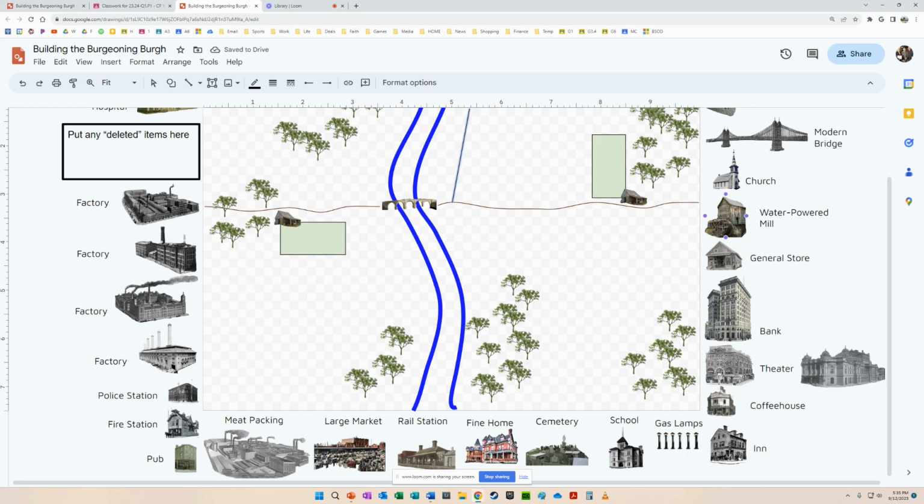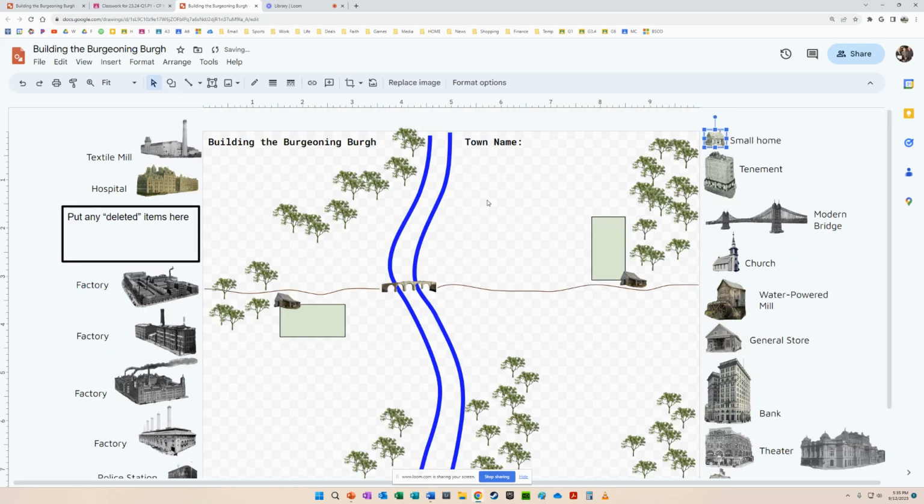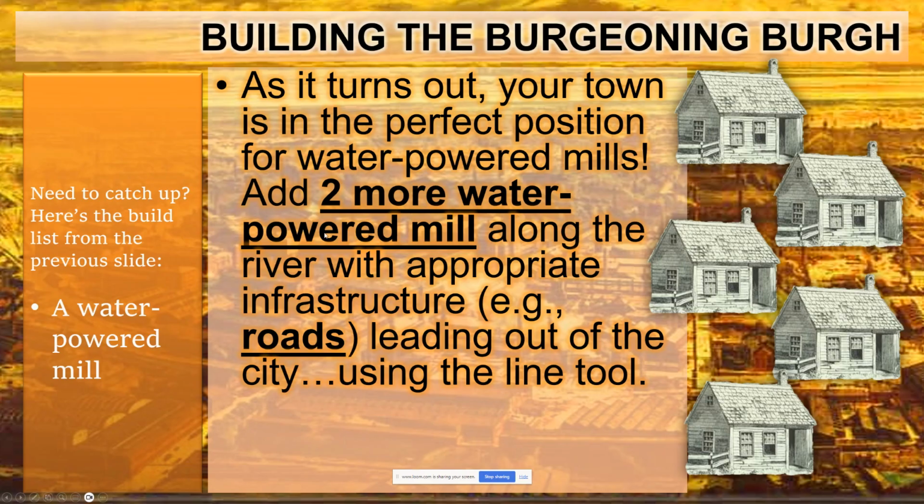So go ahead and place that there along with some water-powered mills as well. Put some mills down somewhere along the river. Again, it's up to you where you want to put these items. Okay, so go ahead and place that material down.